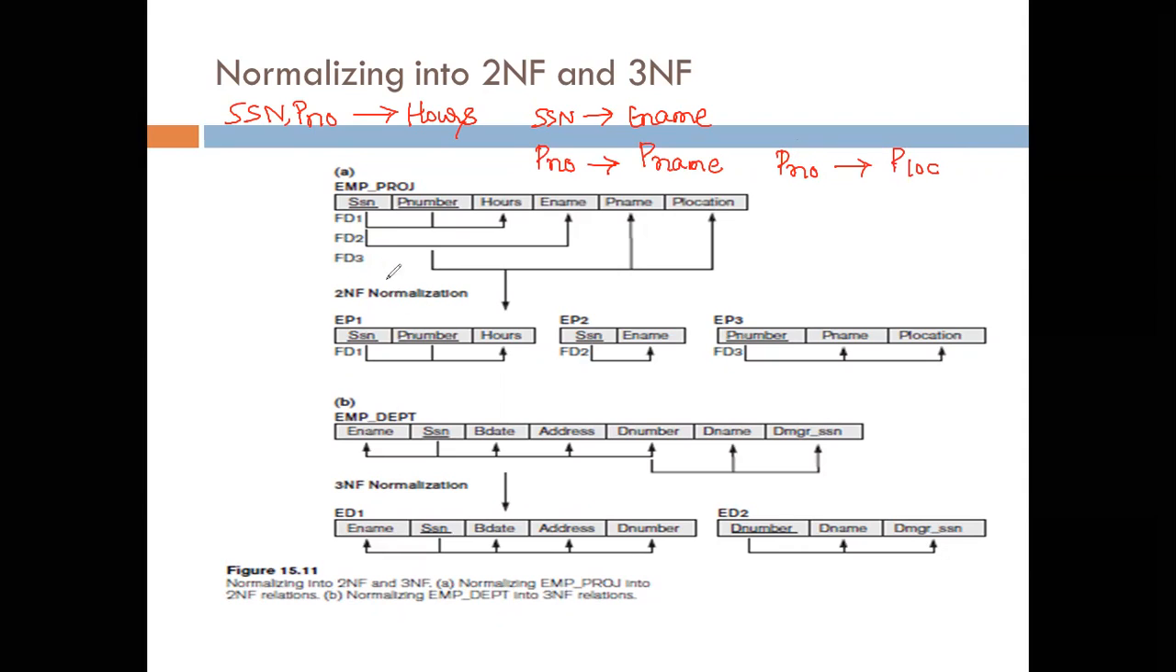Now, if we had used SSN and project number both as a primary key, then you can observe employee name is dependent only on a part of the primary key. Which means it is not fully dependent on the primary key. It is dependent on a part of the primary key. So when we have this kind of functional dependency, we'll divide the table.